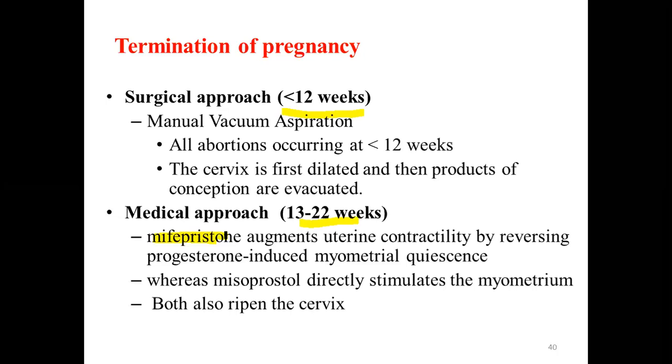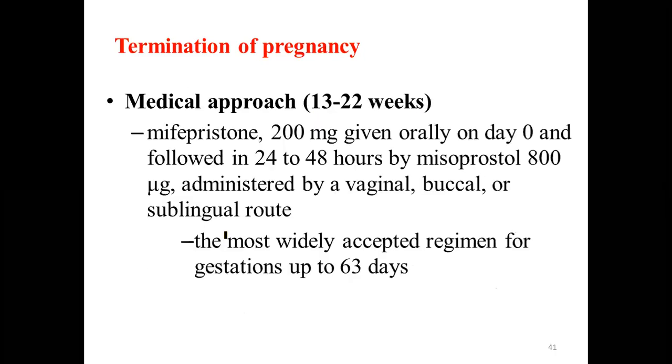Then after mifepristone, you give misoprostol. Misoprostol normally promotes contractility of the uterus. So this one prevents implantation, then the other one promotes contractility. So synergistically, they can cause what? Medical abortion. So what dose? Mostly 200 milligrams orally on day one, then followed, after 24 to 48 hours later, by misoprostol, 800 micrograms, which can be administered by buccal, sublingual, or maybe intravaginal route. So this is the most widely accepted regimen in the first trimester of pregnancy.